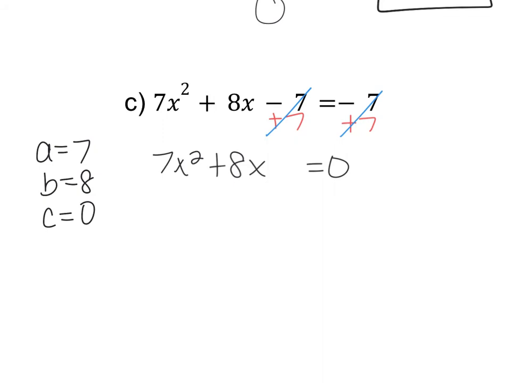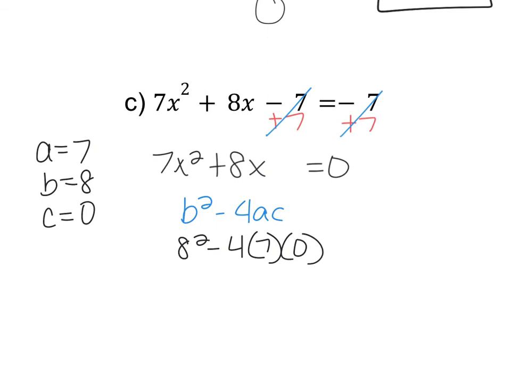Okay, so the formula is b squared minus 4ac. So this would be 8 to the second power minus 4 times a, which is 7, times c, which is 0. Well, I know anything times 0 is going to turn into 0, or if you put it in a calculator, that would just all turn to 0. So then you're just left with 8 to the second power, which is 64. All right, since this is positive, this would have 2 solutions.